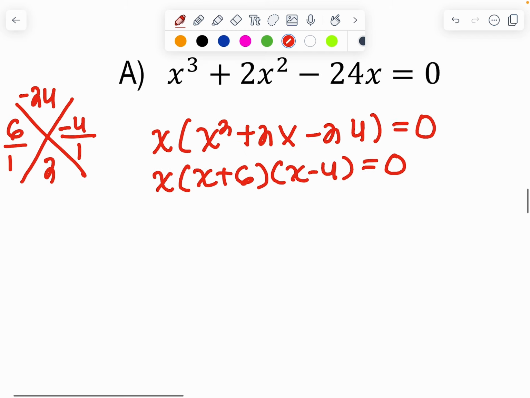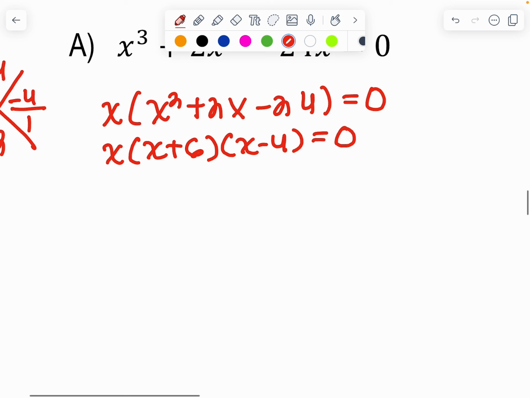All right, now remember, this is an equation that you're solving, so you need to tell me what the solutions are. So you're going to set each factor that has an x in it equal to 0 and solve for x. So we have x equals 0. If I set x plus 6 equal to 0, I get x equals negative 6. If I set x minus 4 equal to 0, I get x equals 4. So 3 solutions. All right, moving on to the next one.